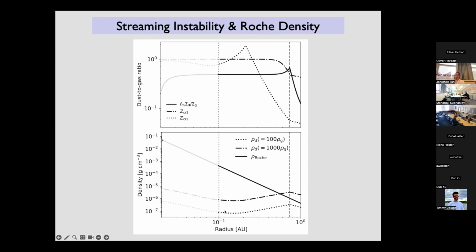And so if we just overplot on that, overdensities of 100 times that of the gas, 1,000 times that of the gas, which is the kind of thing that the streaming instability gives you. Even at 1,000 times, there's a very small area close to the pressure maximum where you're above the Roche limit. If you go inwards, then in fact the Roche limit eats you up. You're not going to be able to collapse things.